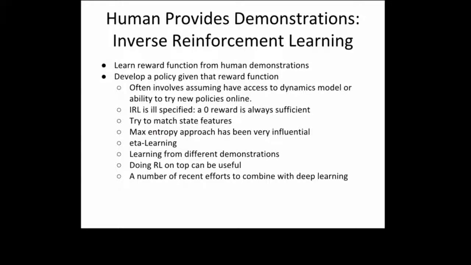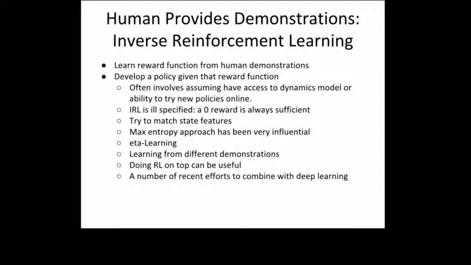So because of this, there's been a lot of interest in different variants to try to tackle this. In particular, inverse reinforcement learning has been hugely influential. The idea in this case is that we're going to try to directly understand what is the reward function that a person was using. And typically, we're going to assume that we have access to a dynamics model or an ability to try new policies online.